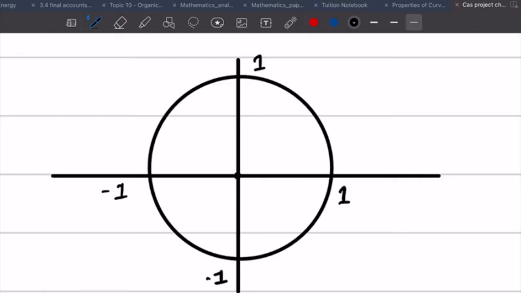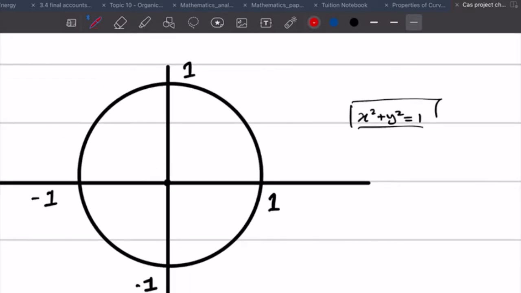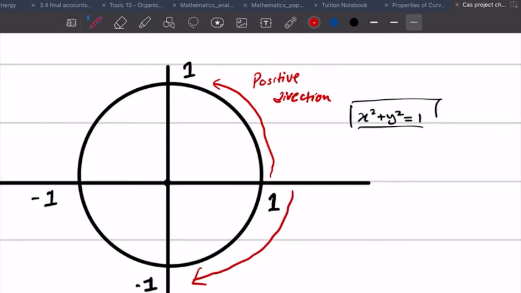So the equation of any circle, of this circle as well, is going to be x squared plus y squared equals 1. I also want to point out that if you go from the x-axis towards here, that's known as the positive direction, and it will be the opposite for the other one. If you go from here downwards, that will be the negative direction. Now let's look at how we can define sine and cosine as triangles from these.